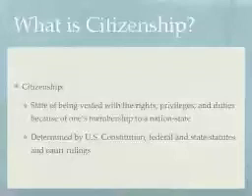That citizenship is determined by the U.S. Constitution, federal and state statutes, and court rulings. In other words, what we know of who's allowed to be a citizen was not something that was easily prescribed in our Constitution. We know that over time it's evolved.